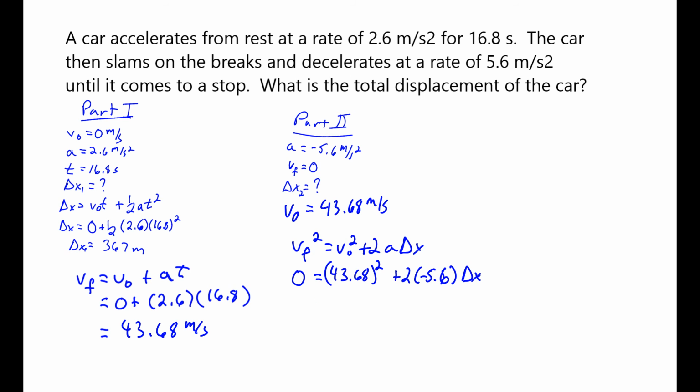Right, so what do we get for delta x for part 2? 170 meters. So now to find the total delta x, our total displacement is going to be 367 plus 170 meters. So delta x total equals what? 537 meters. Any questions about that one?